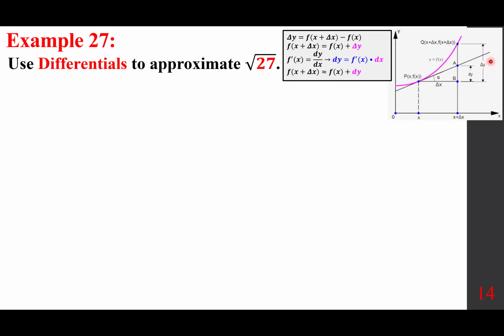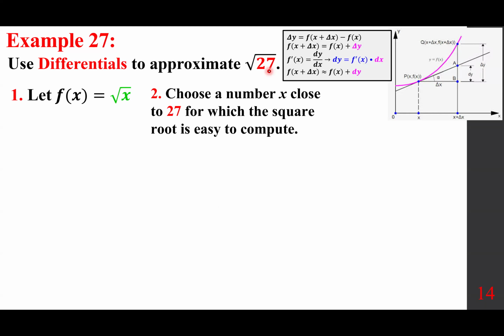So first and foremost, you need a function. And how do you find the function? Just read this: square root of 27. The action, the operation, that means square root of x. Number two, you have to find a number that is close to 27, and we know the root of, obviously, the closest number is 25 because its square root is 5. And now it gives rise to delta x.